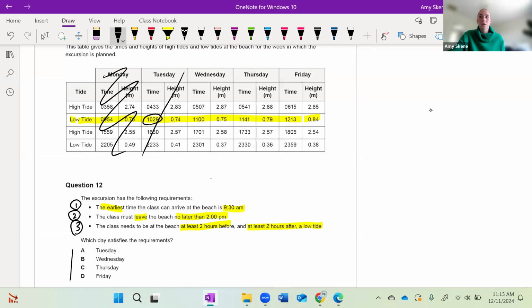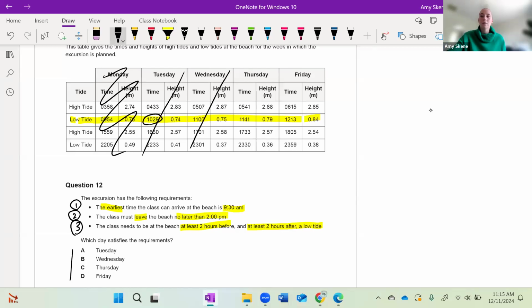Let's look at Wednesday. Wednesday, we have 11 a.m. For 11 a.m., 2 hours before that, 10 a.m., 9 a.m. Okay, it's still too early. We're half an hour too early. The class can't arrive until 9:30 a.m. So I'm also just going to discount that.